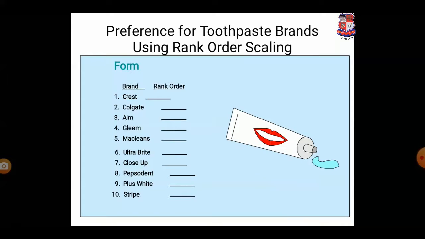Here the different 10 brands of toothpaste are mentioned, like Crest, Colgate, Aim, Gleam. Based upon your preference, the customer needs to give a rank to the different brands. If the customer has given Crest the first rank, the interpretation is that out of these 10 brands, the customer prefers Crest more. If the customer has given Colgate the second rank, then the interpretation is that Colgate is the second preferred brand of toothpaste. So using this, direct comparison between different brands is possible. So this is all about the rank order scale.